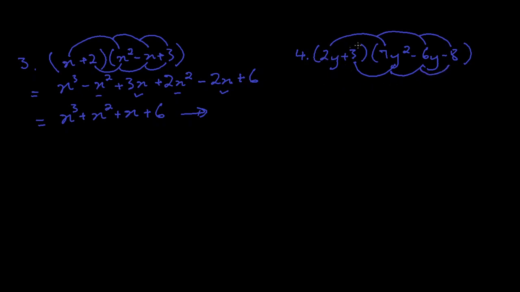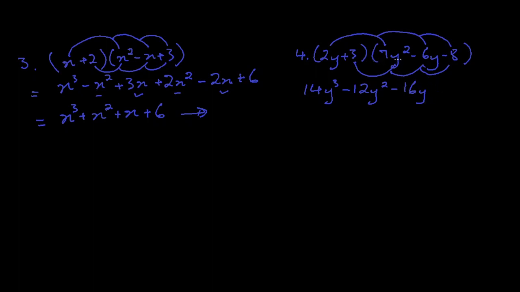Okay, so let's do it. This 2y is going to multiply the 7y squared, which will bring us to 14y cubed. Then this 2y is going to multiply the negative 6y, which is going to bring me to negative 12y squared. Then this positive 2y is going to multiply the negative 8 there at the end, which is going to bring me to negative 16y. Then we do the same thing here. I'm running out of space.